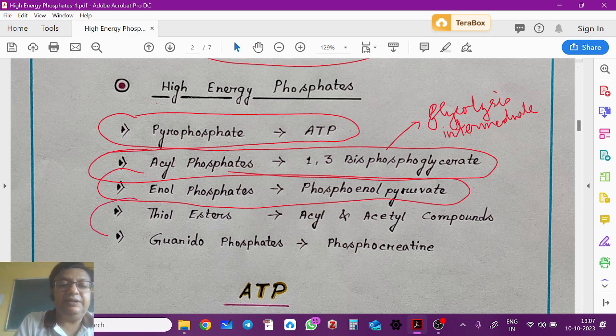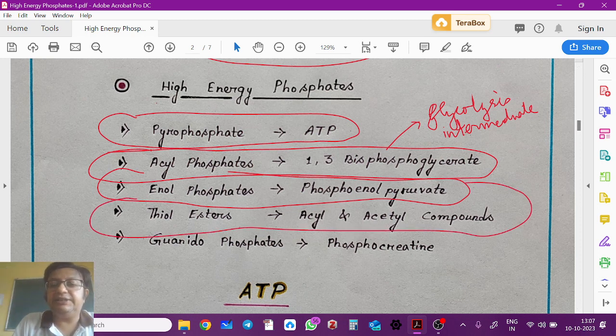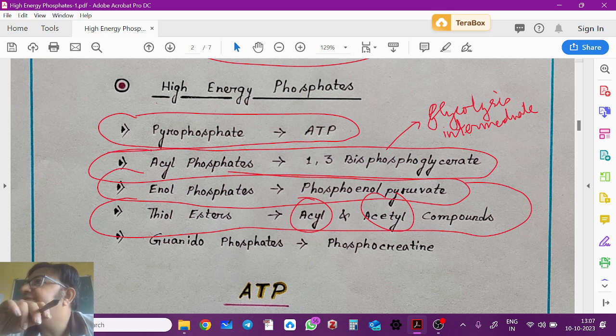Then you have the thiol esters. They are acyl and acetyl compounds. You will find them in fatty acyl CoA, where ATP hydrolysis takes place. In beta oxidation, you can find them.